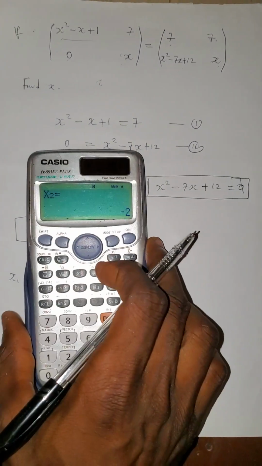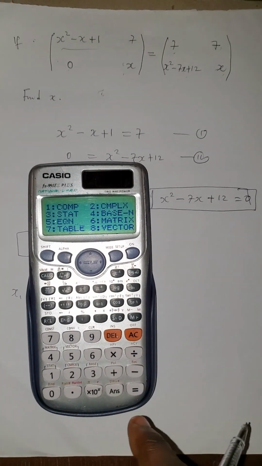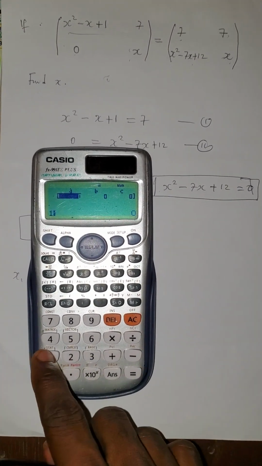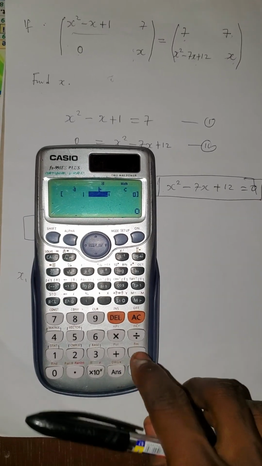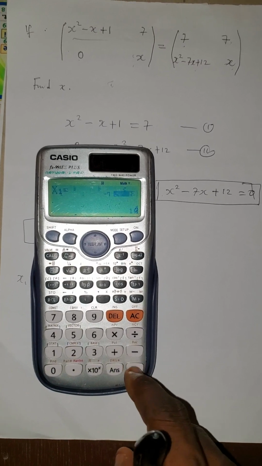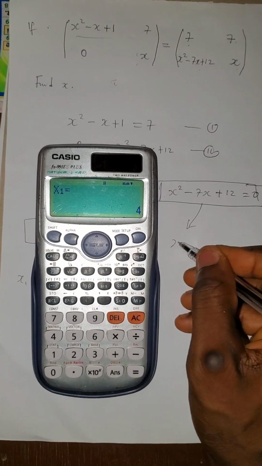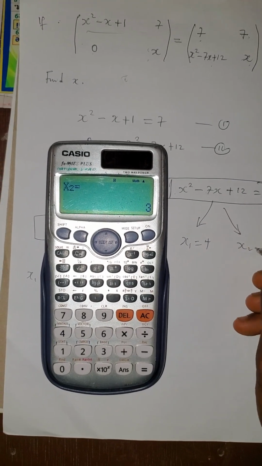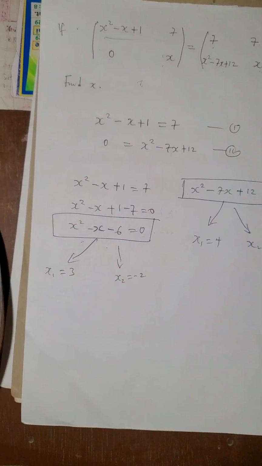But for this one, let's press this value. You go to equation number 3. Let's press the coefficient. The coefficient of x squared here is 1. Next one here is minus 7. Next one is 12. Then press equals. You can see that x1 is 4. Then press equals again, then x2 is 3. Now these are the values.